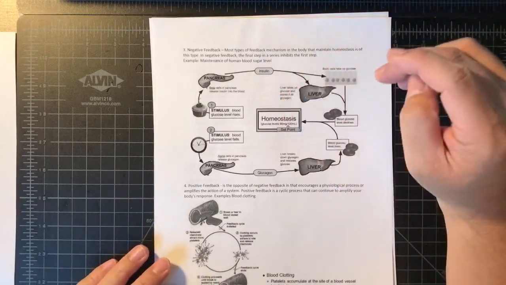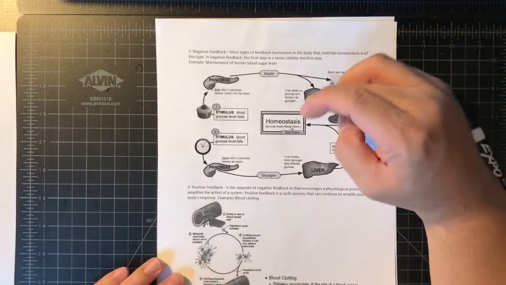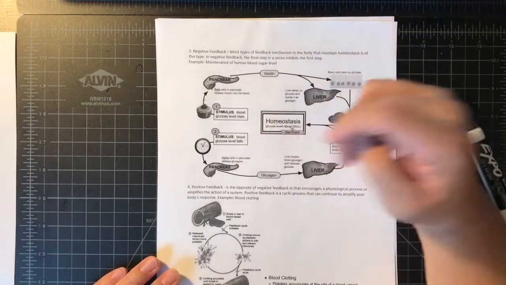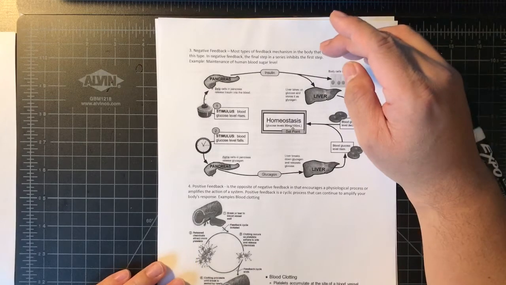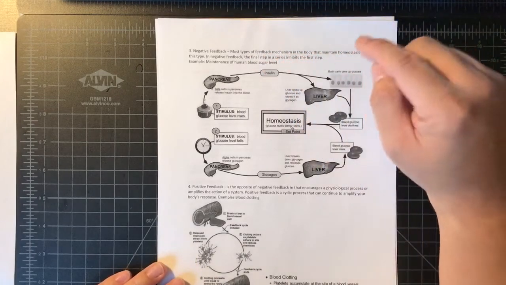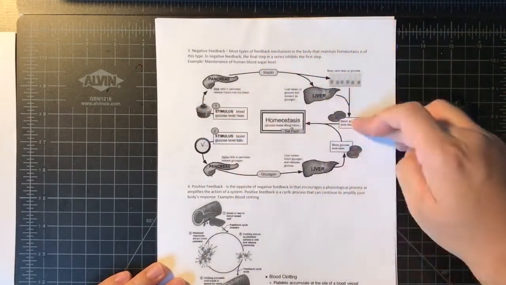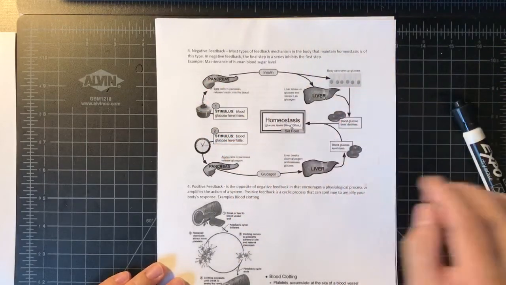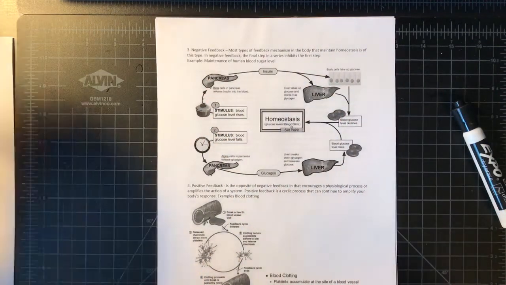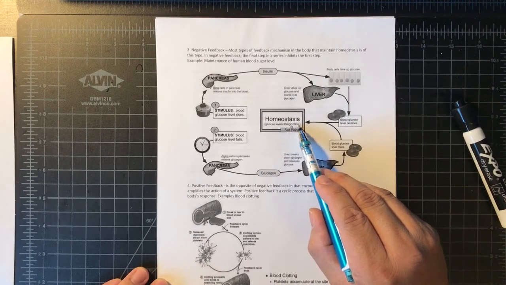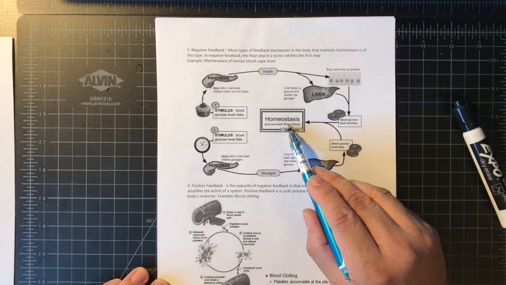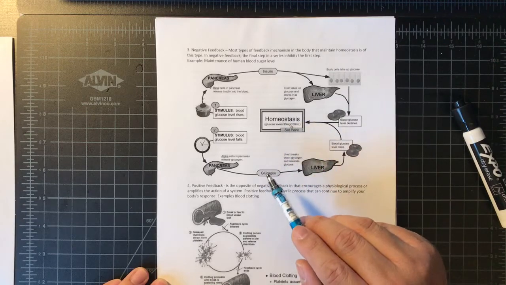Well, the most classic example that your Regents will give you is the negative feedback regarding blood sugar production. So, example, maintenance of human blood sugar. So this right here is homeostasis. This is your normal blood glucose level. You can see here that in this case it's 90 milligrams for every 100 milliliters of blood. So 90 milligrams of glucose for every 100 milliliters of blood.